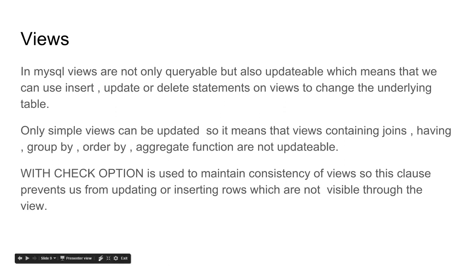So here, if you see the second line, only simple views can be updated. So it means that views containing joins, having group by, order by, aggregate functions are not updatable. Okay, so that means if in a query you have joins, group by, order by, or some aggregate functions, and you form a view out of those clauses, then your view is not updatable, or the view becomes a complex view.